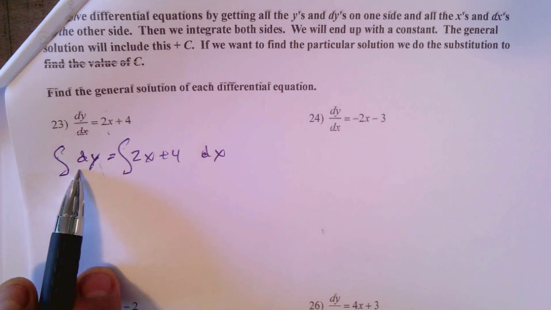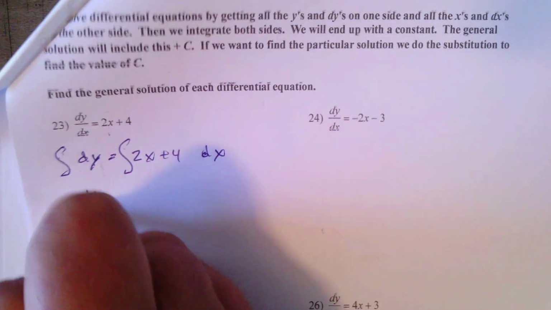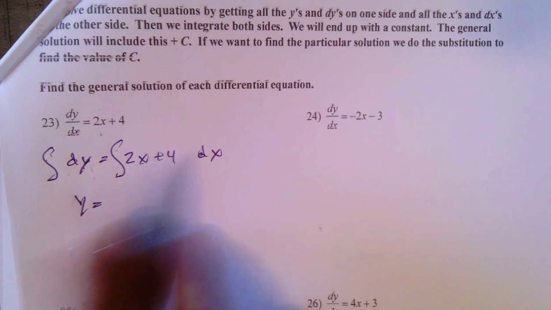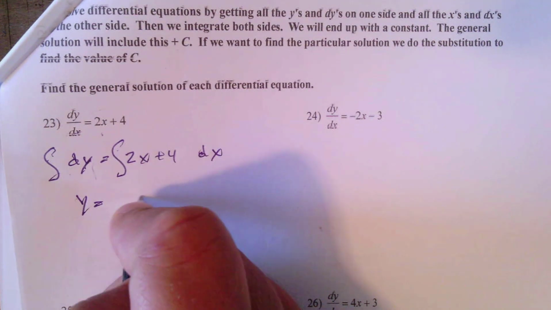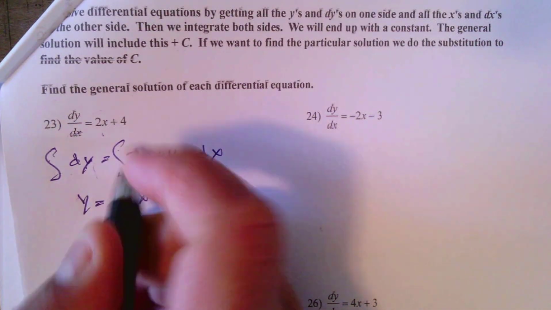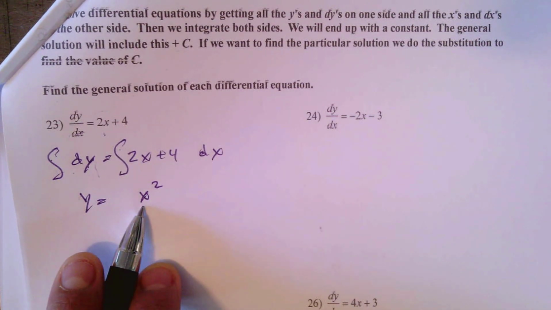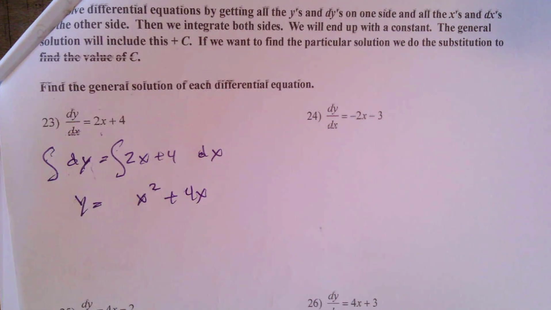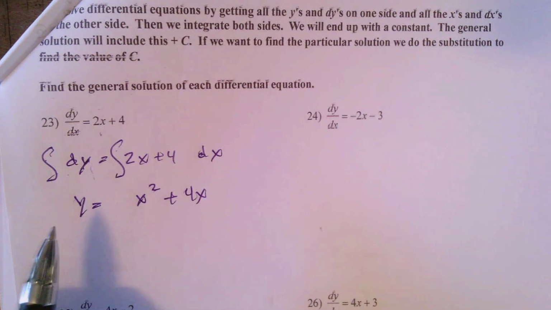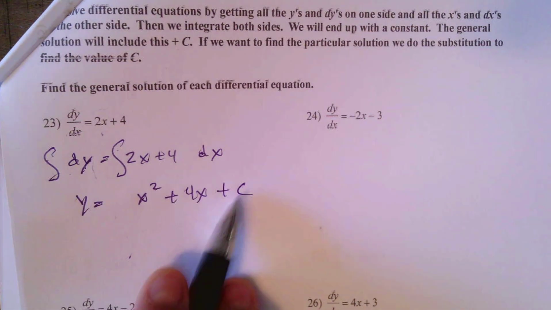So we're going to integrate this side with respect to y, and that's going to give us y. And we're going to integrate this side with respect to x. So 2x, bump it up the power. Now it's x squared divided by 2. But we're multiplying by 2, divided by 2, so the 2's would cancel. And then we're going to have 4x here. And don't forget, what else do we need? We need the plus c. So here is our equation.